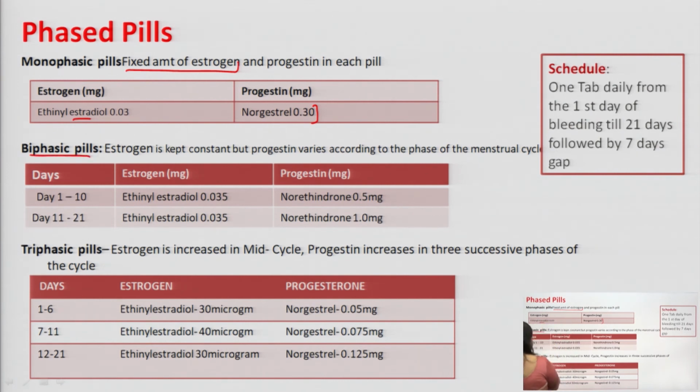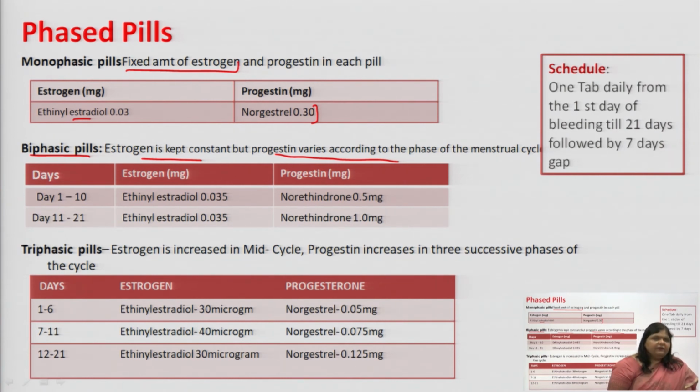What happens in biphasic? Again estrogen is kept constant, but जो progestin है वो vary करता है according to the phase of the menstrual cycle. So, this is in biphasic, day 1 to 10 we give ethinyl estradiol and we give norethindrone 0.5 milligram, and from 11 to 21 days we give ethinyl estradiol 0.035 milligram, and progestin को हमने वेरी कर दिया, अब हमने उसको कर दिया 1 milligram.